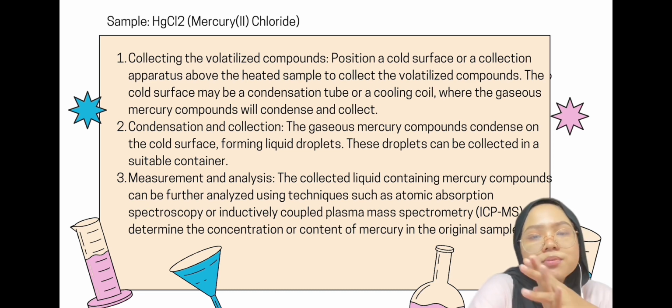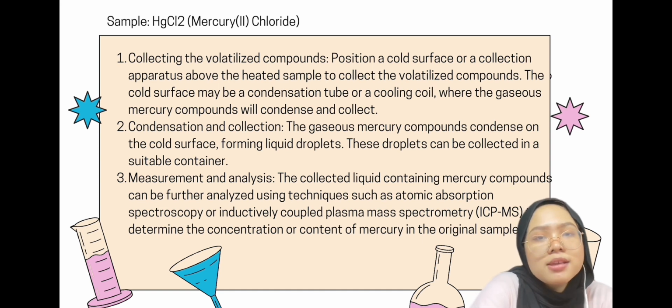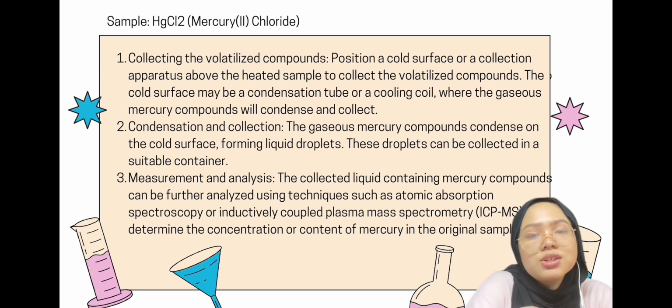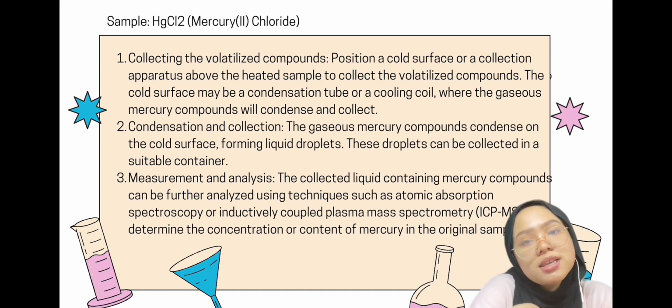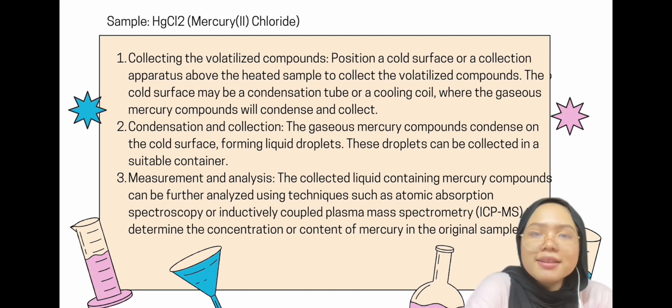Overall, the volatilization method, exemplified by the determination of HgCl2 in a sample, involves weighing the sample, heating it to induce volatilization, collecting the volatilized compounds, condensing them on a cold surface, and subsequently measuring and analyzing the collected liquid. This methodology provides valuable insight into the content of analytes, allowing for accurate quantification and characterization in analytical chemistry.